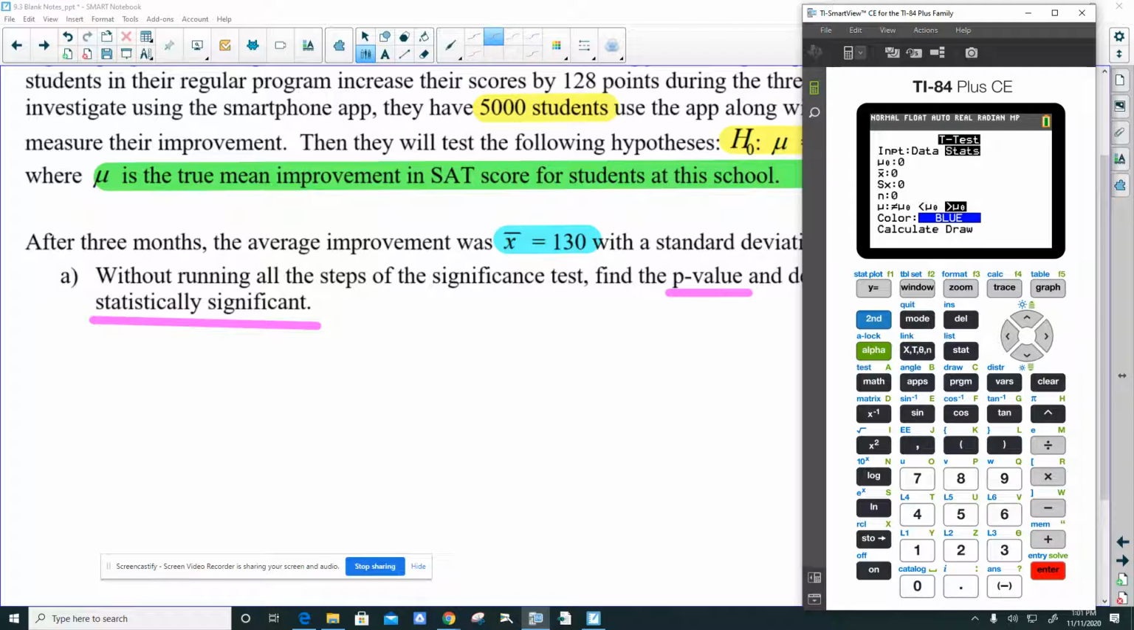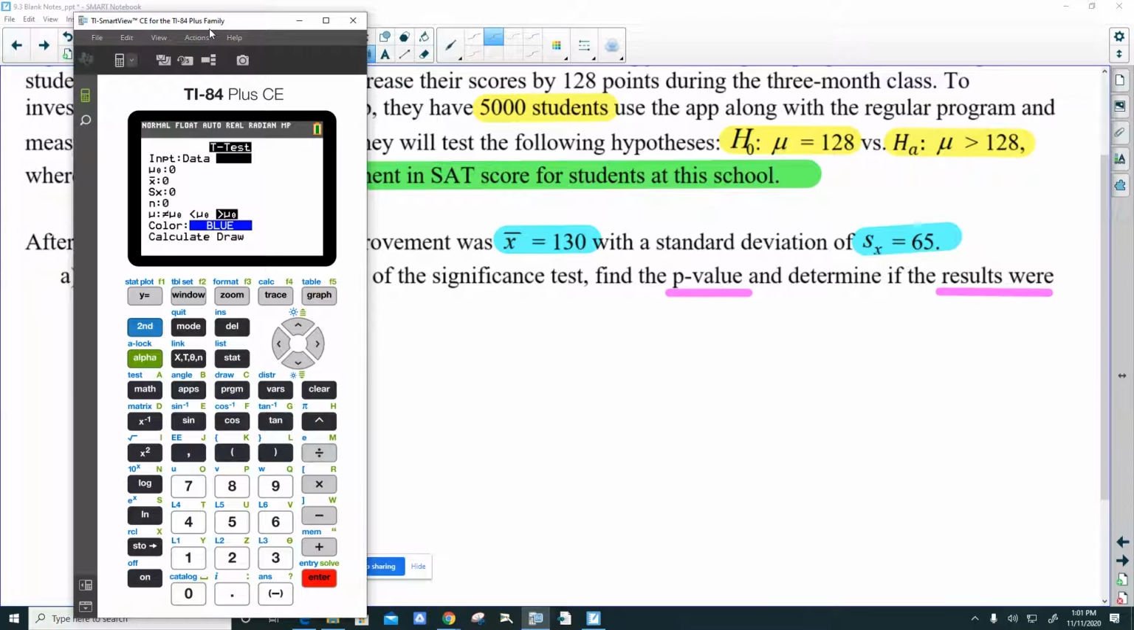Okay, now let me slide this calculator over here. Okay, we need to fill in the blanks here for this. We're going to bump on down and put the value for our null hypothesis, and that is going to be 128. We can see that here in the problem. Okay, the x bar, I highlighted that in blue here, that's 130. Our sample standard deviation, 65. And the number in this sample, there were 5,000 students.